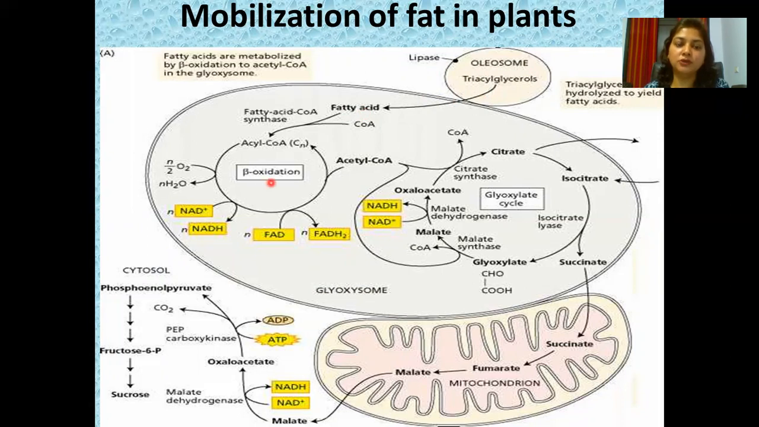During beta oxidation, as you know, the fatty acyl coenzyme A is converted such that half the number of carbon atoms present in the fatty acid changes into acetyl coenzyme A. Now this acetyl coenzyme A, which is a side product of beta oxidation, enters into the next cycle, which also occurs inside the glyoxysome, that is the glyoxylate cycle.